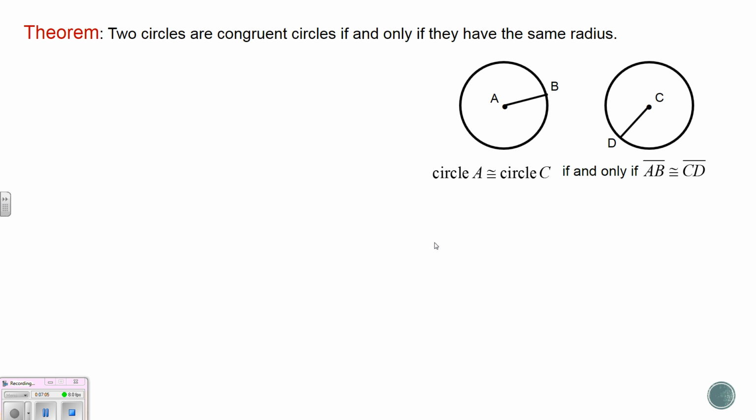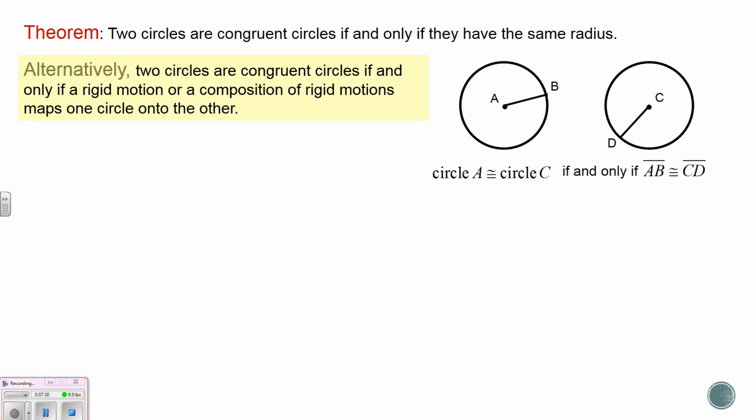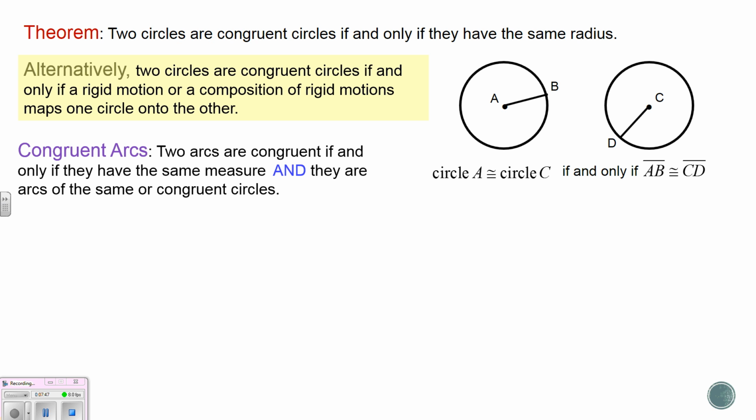Okay. So we have a theorem about congruent circles. We can say that circles are congruent if and only if they have the same radii. So if this radius is congruent to that radius, then I know the circles are congruent. Likewise, if the circles are congruent, then I know the radii are congruent as well. If we go back to our transformations, we could think of it instead as two circles being congruent if and only if a rigid motion or a composition of rigid motions, namely a translation, maps one circle onto the other.